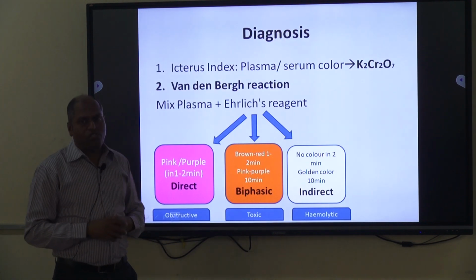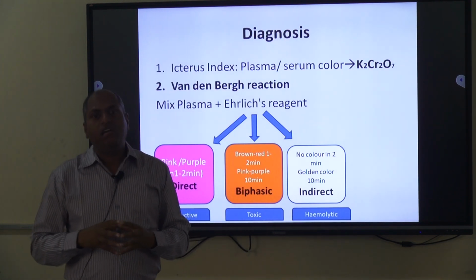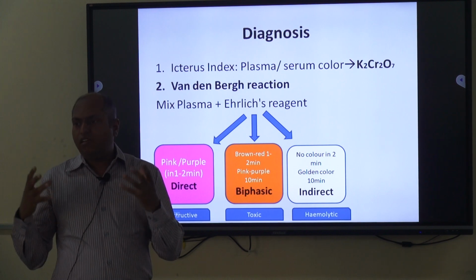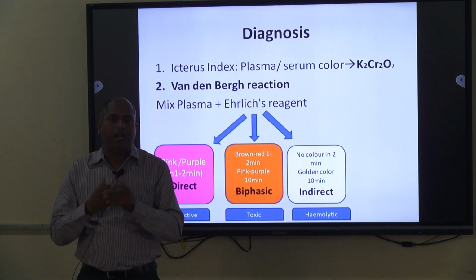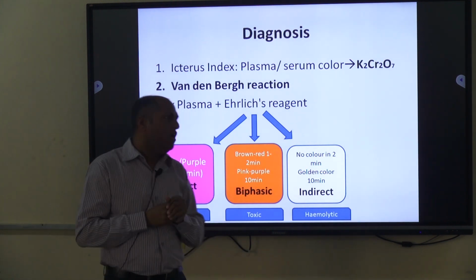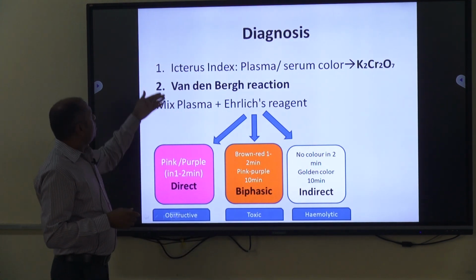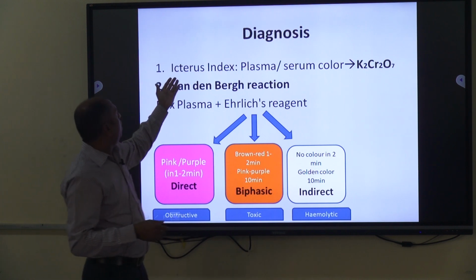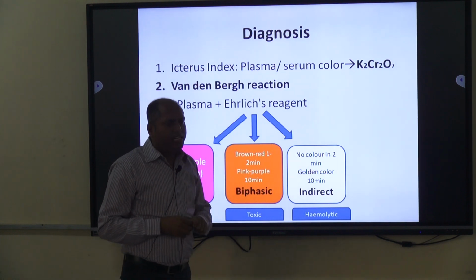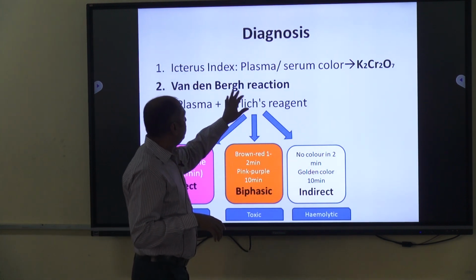Now coming to diagnosis, how can we diagnose jaundice? Basically, in daily practice we can diagnose jaundice by looking at the sclera, skin, or mucous membrane of the gums. But some tests are there. I am only discussing two. One is the icterus index. The icterus index is actually an old diagnostic test.